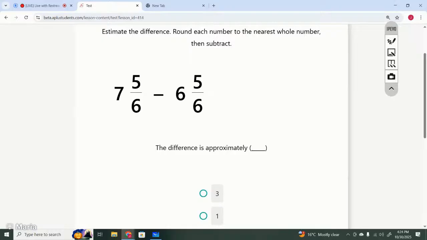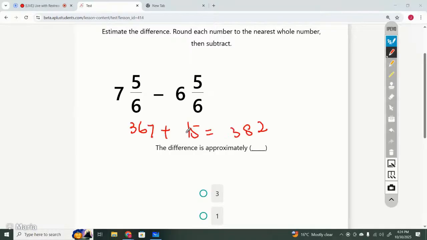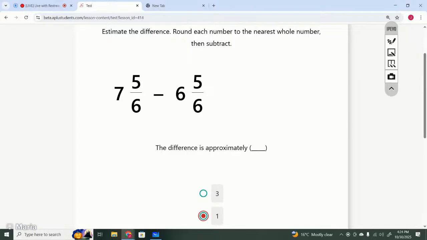So 7 whole 5 by 6 minus 6 whole 5 by 6. So 5 by 6 is more than half, so you need to round up the 7. Again, 5 by 6 is more than half, so you need to round up the 6. So 7 minus 6 is 1. The correct option is 1. Option number 2 is the correct option.